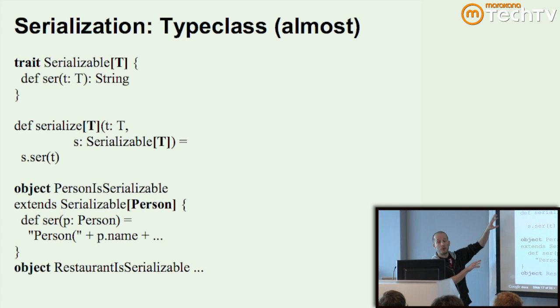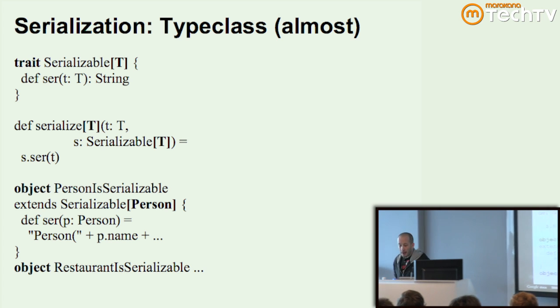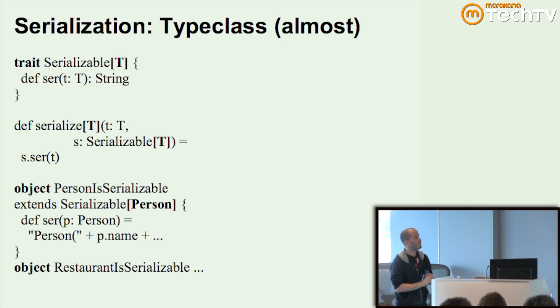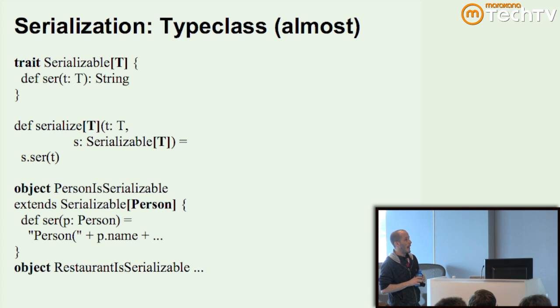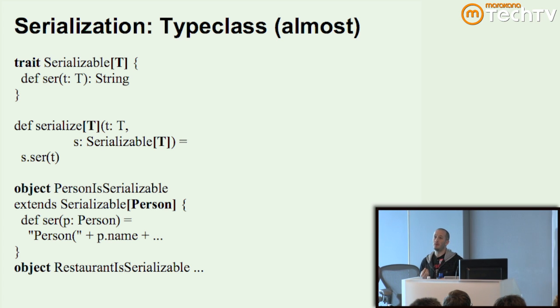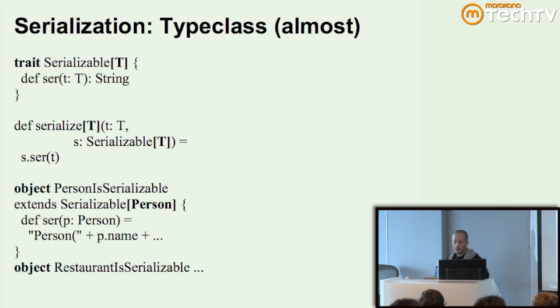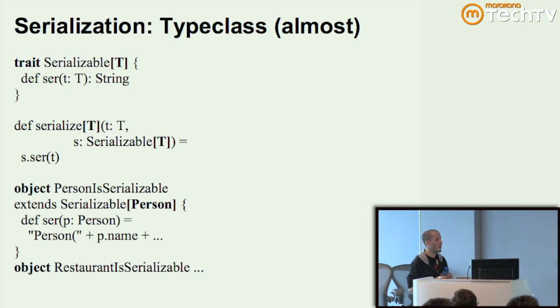So we're going to solve both of these coupling problems at once with this code, which is, we're almost at the type class pattern here. We're still going to refine it a little bit. I'm defining a trait called Serializable. What an instance of this trait represents is the knowledge of how to serialize a particular type of value in a particular way. So the type parameter T is the type of value that we're serializing.